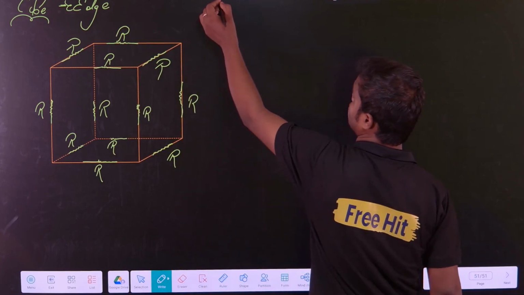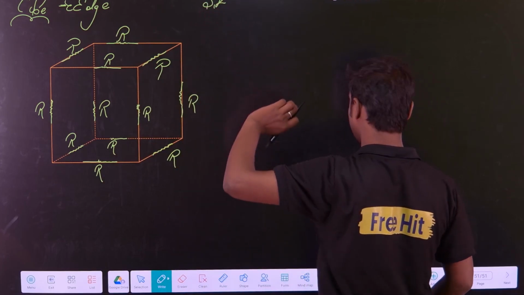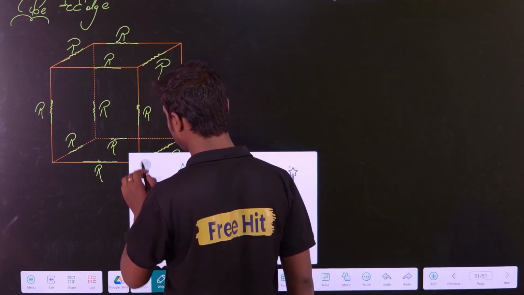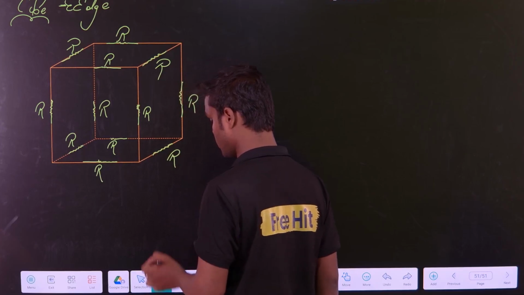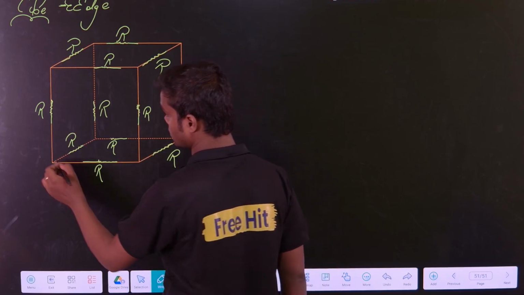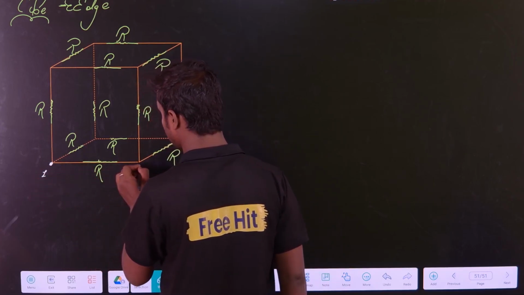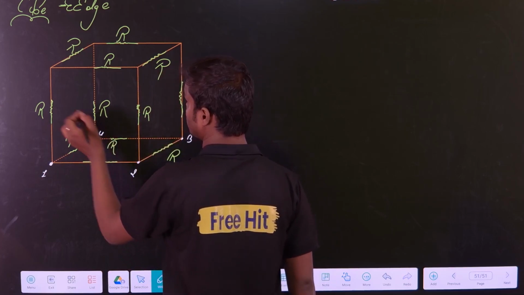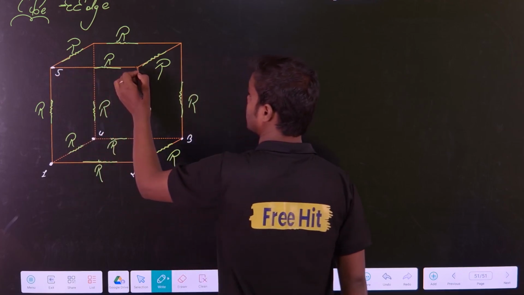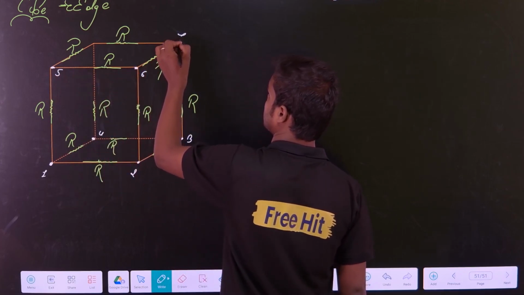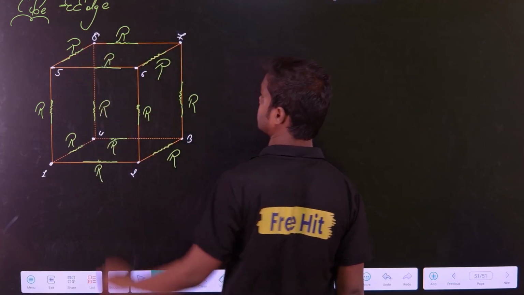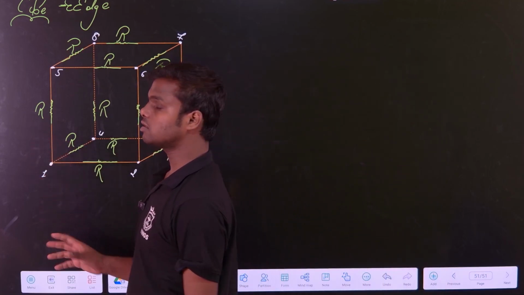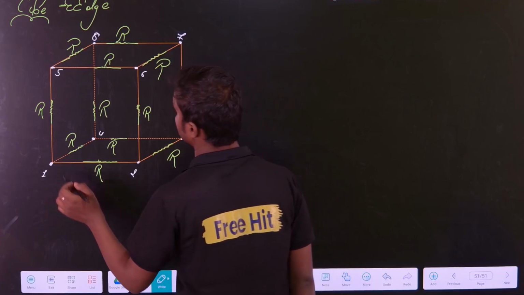So how to calculate? See, what is the step you have to do? First case we are talking about the edge. So let us talk about the edge. First we will give some numbers. Suppose these are my points 1, 2, 3, 4, 5, 6, 7, 8. So these are the 8 positions. First you try to give the numbers, and then we have to take an edge.